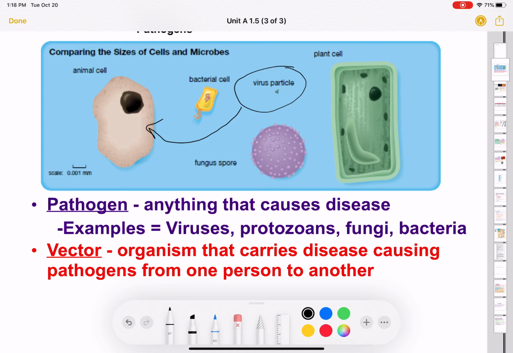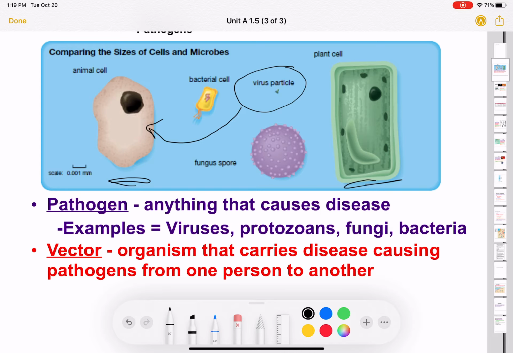So some examples of pathogens, you have viruses, protozoan, which are a type of animal-like protist, which is something we would have talked about in Bio 20, but maybe a lot of you didn't take that, so just know it's a type of thing that could possibly be considered a pathogen in our bodies. Fungi, and then bacteria. So a vector is us, really. It's the organism that carries the disease, and that would be either the animal cell or the plant cell. So those are the ones that carry diseases from one person to another.